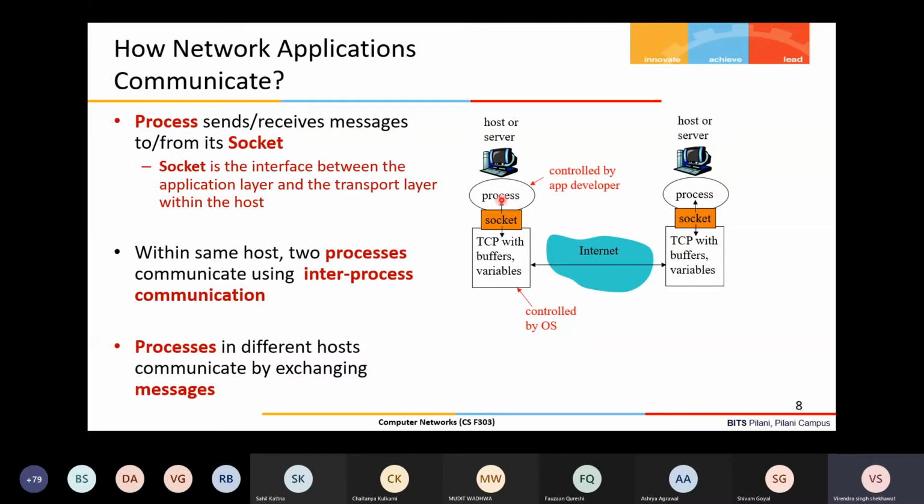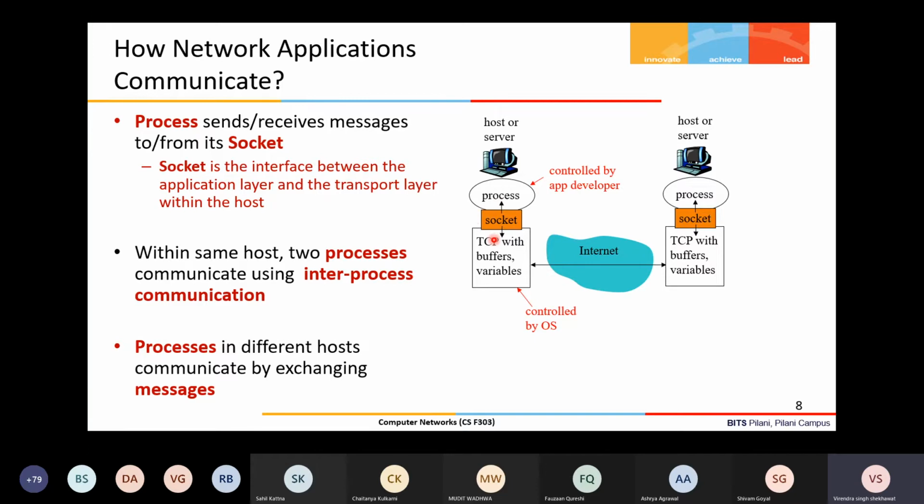Now we know that the process is basically an OS level abstraction, the running state of the application. Now how will this process communicate to this process? At the local side, the process is running at an application level, and whatever data or information it wants to send to another machine or the network, it needs to pass to the transport layer.